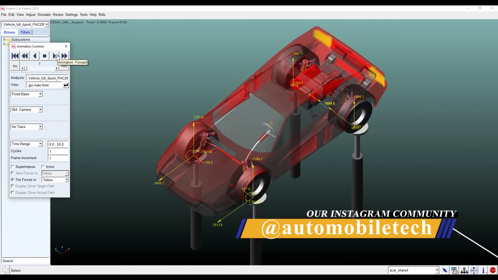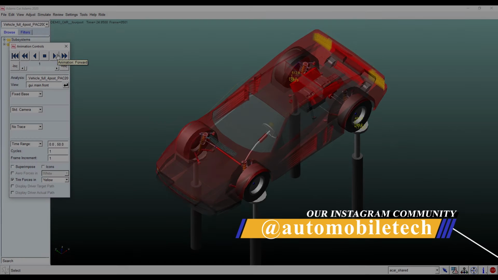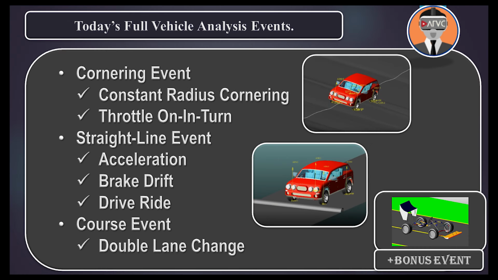After durability analysis, we have also lined up roll stability analysis, which will consist of off-road and tilt analysis events. After roll stability events, we will also perform cornering event analysis.